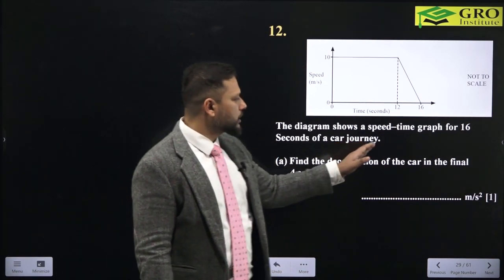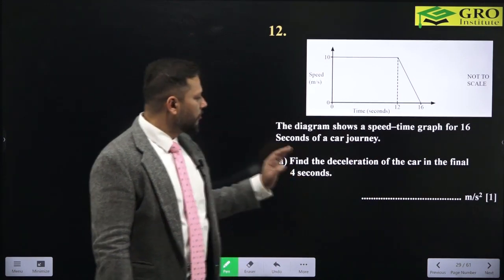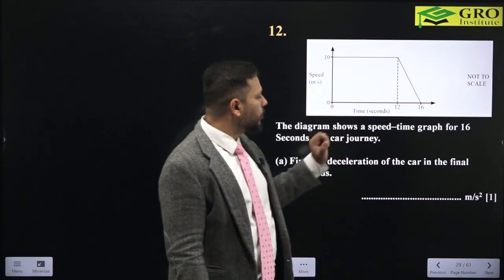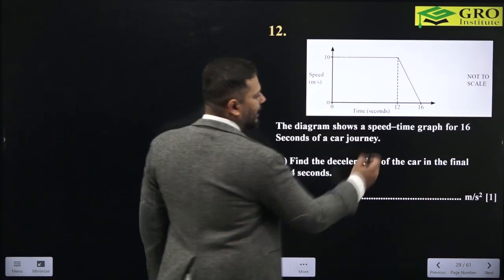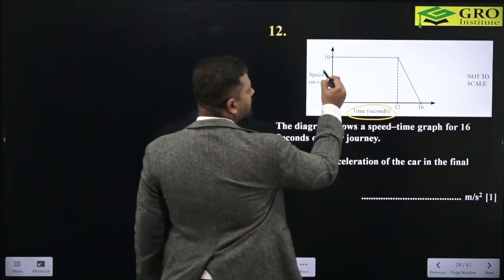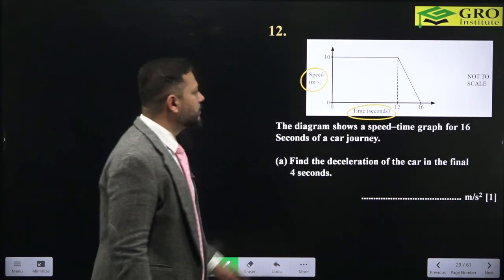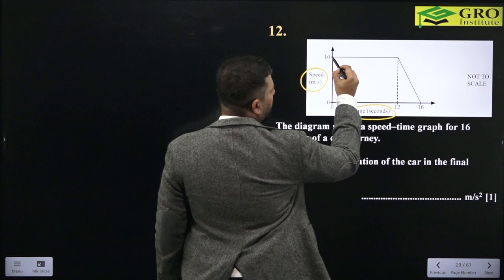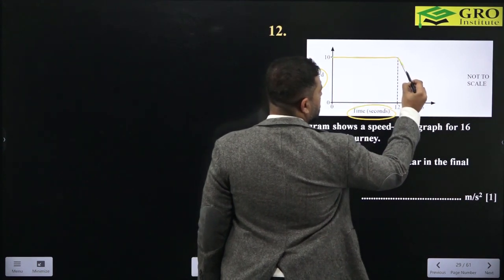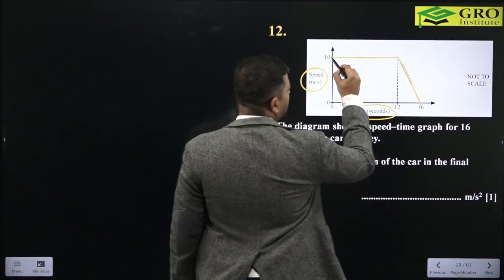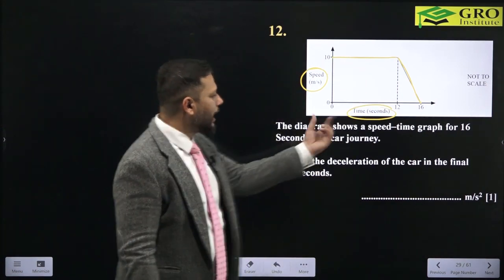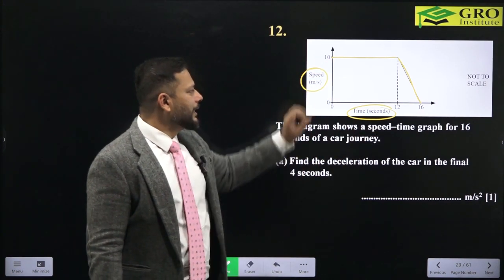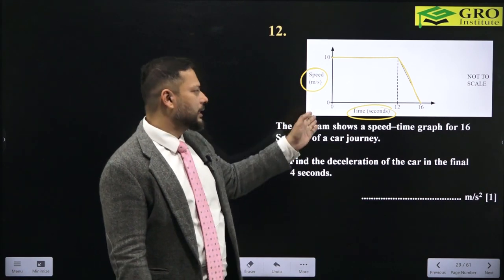The diagram shows a speed-time graph for 16 seconds of a car journey. We are given this diagram where the x-axis contains time in seconds, and the y-axis is given with speed in meters per second. This is the journey of the car. The car starts from here, moves down like this, and comes to rest. At zero time, when the journey started, the speed of the car is 10 meters per second. That is what this graph is telling us.